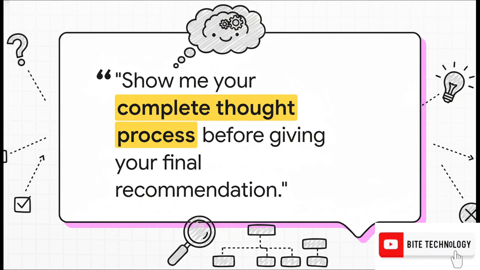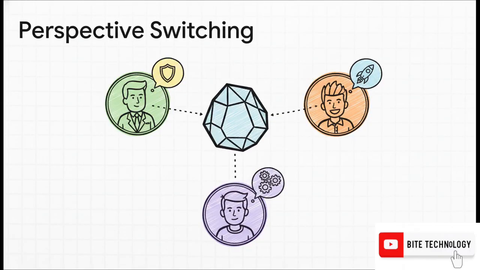Just by asking the AI to show you its thought process, you're basically pulling back the curtain. You get to see its logic, you can catch any weird flaws or biases, and you can nudge it toward a better answer. It's all about making the AI a transparent partner, not just a black box that spits out answers.